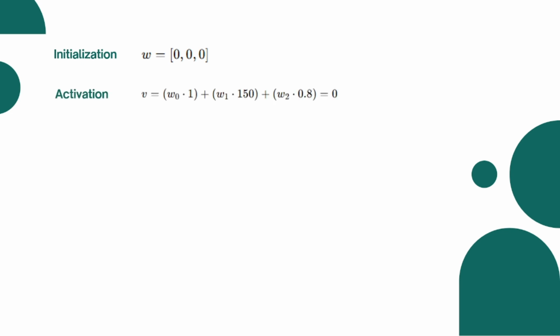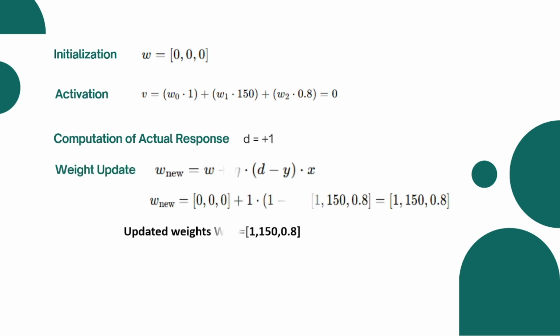Okay now, first we start with all weights set to 0. The learning rate eta is set to 1, which means we fully adjust the weights for each mistake. Next, calculate the weighted sum of inputs and bias. Apply the sign function to it. Since the sum equals 0, the perceptron outputs 0. However, the desired response for this fruit is +1, meaning it's classified as an apple. Because the perceptron made a mistake, we update the weights. So we get new weights like this.